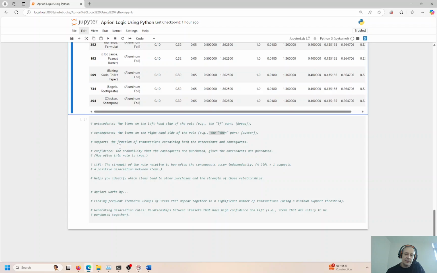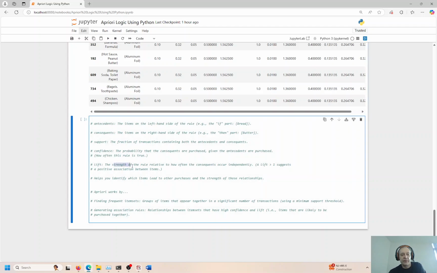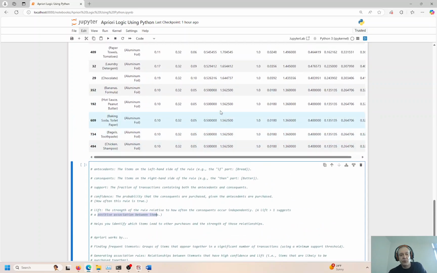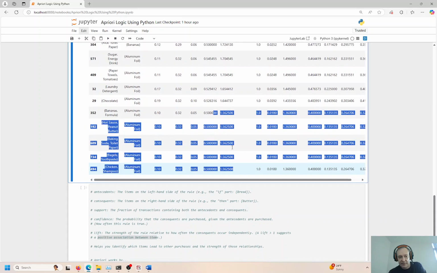Okay, that's how it works. In support of this, we have the threshold of 20%, right? So we're looking for at least 20% relationship between these items to go ahead and make this kind of determination. Okay, so the lift is the strength of the rule relative to how often the consequences occur independently. Okay, so lift at greater than one suggests a positive association between these items. So all of these have some positive association, even at the tail end of the data frame here.